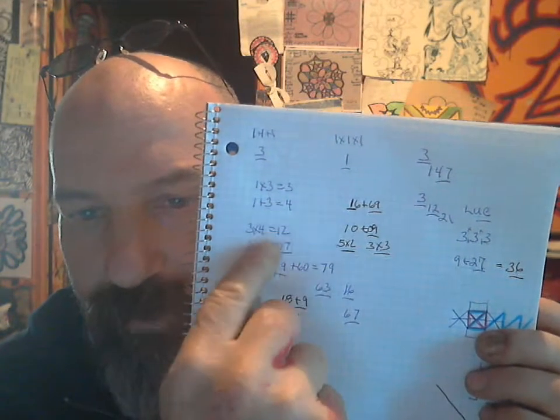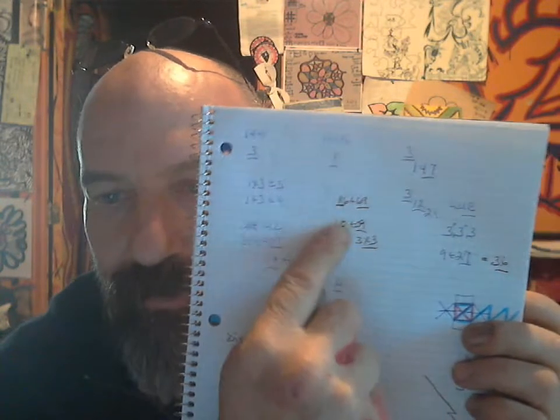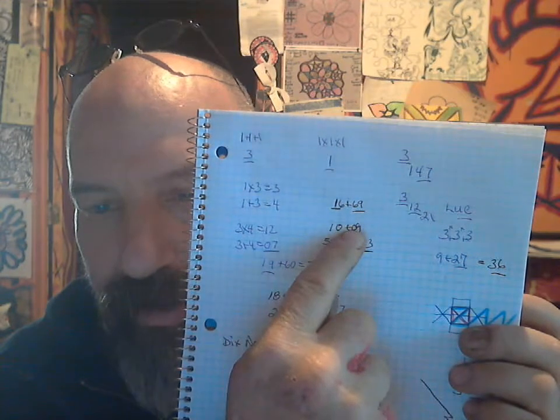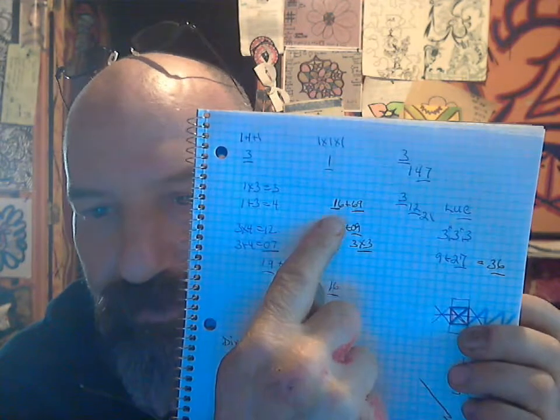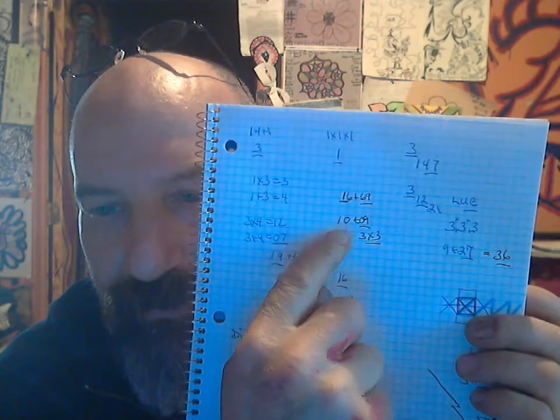3 and 4, 3 by 4 is 12. 3 plus 4 is 7. 19, 10 and 9, 0, 9, 0, 1, 16, 69. This becomes 85. 8 and 5 creates the blue world.